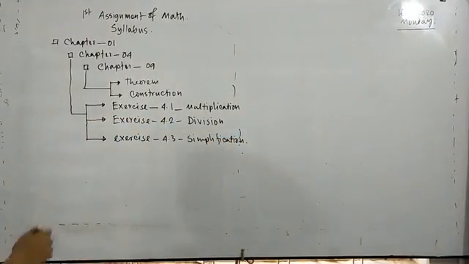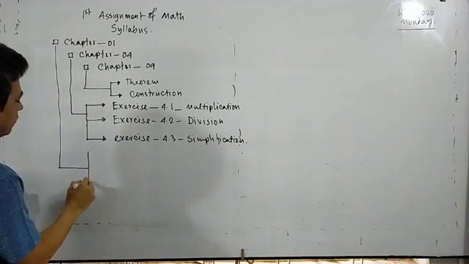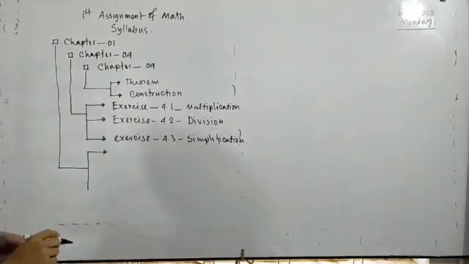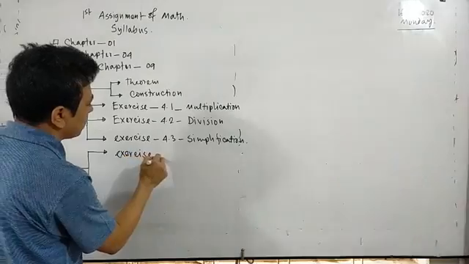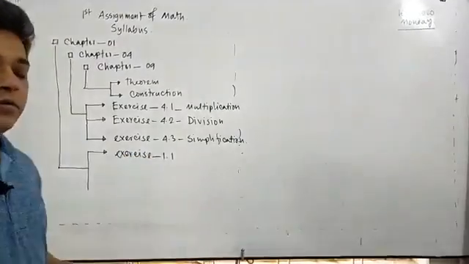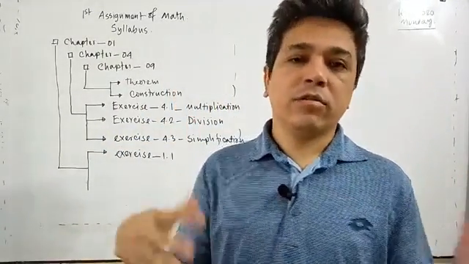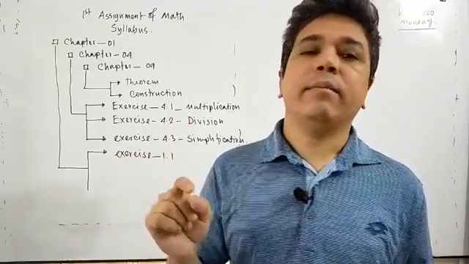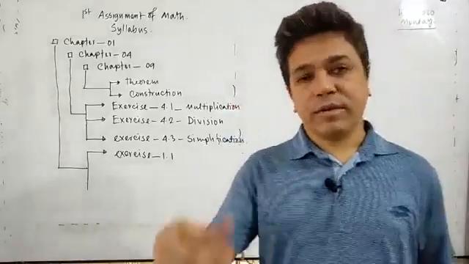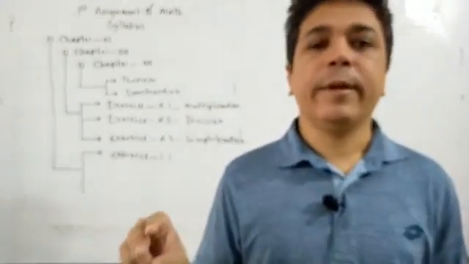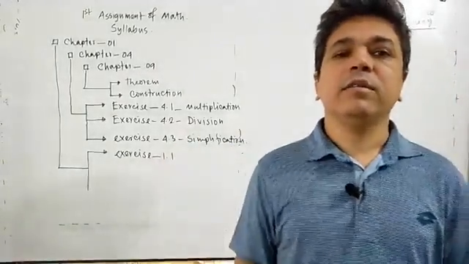Okay, and chapter 1. Today we will discuss chapter 1. Exercise 1.1 is related to what is a square number, what is a square root, and how we can find the square root of any number. It has 2 methods: the first is the prime factorization method, and the second one is the division method.